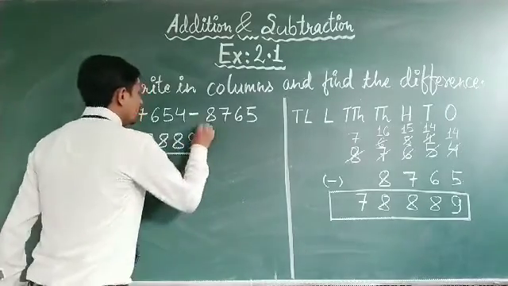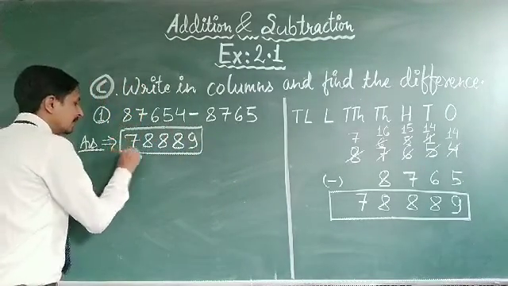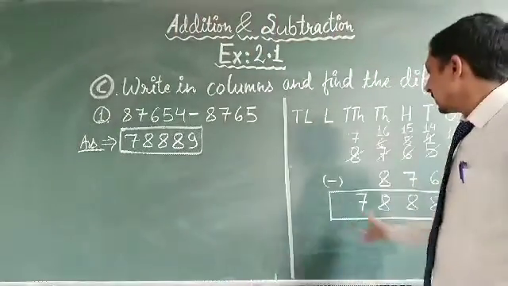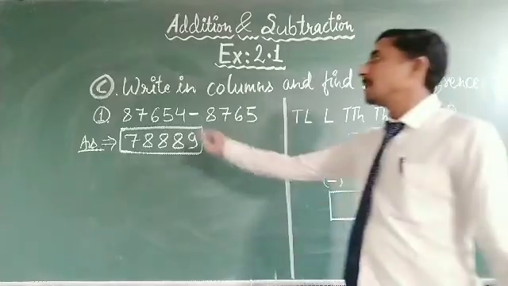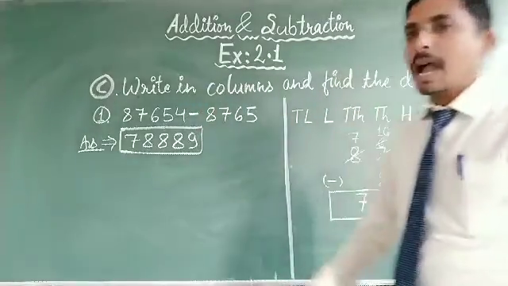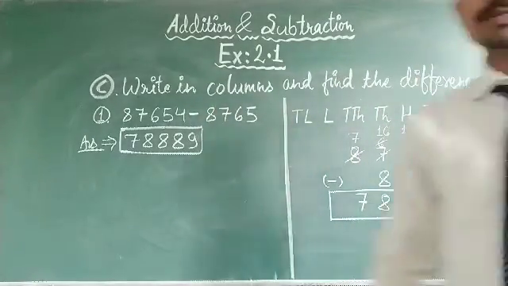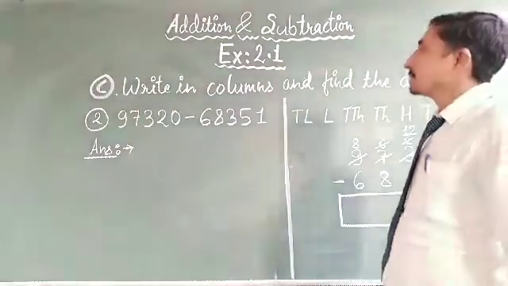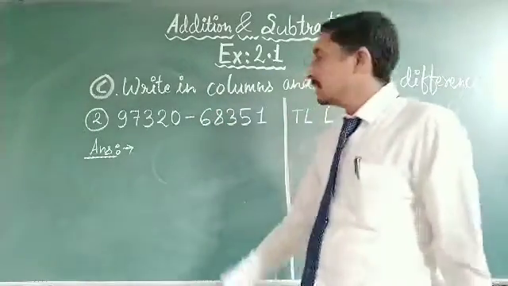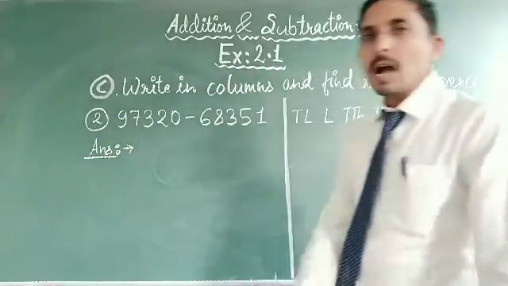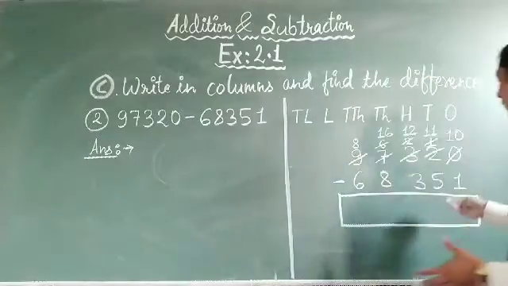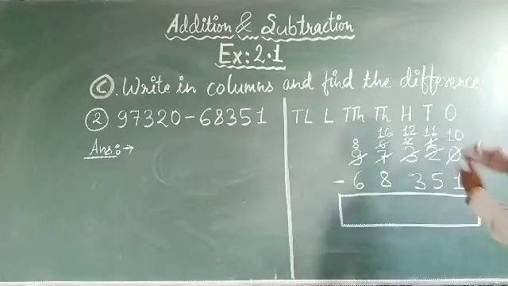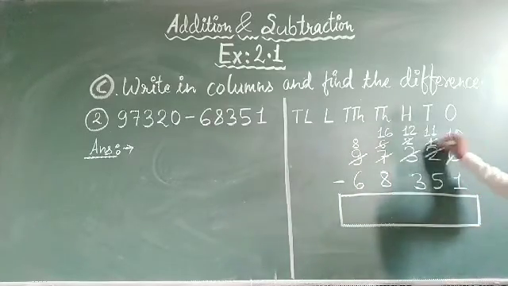So in this way we can easily subtract the given number. So what we have to do, we have to write the numbers in column, and then we have to do the subtraction process. Again we come to question number C again, and our next question is question number 2. Again what we have to do, we have to write in columns, and you see the numbers are already written in the columns, and regrouping is also done.